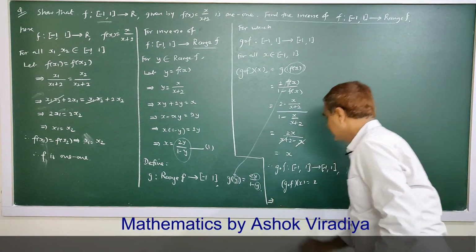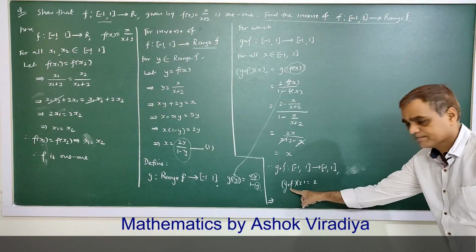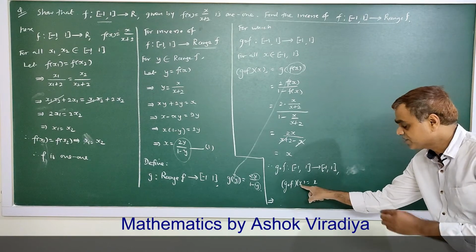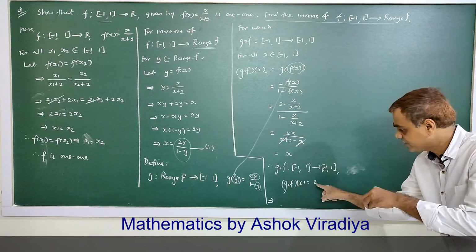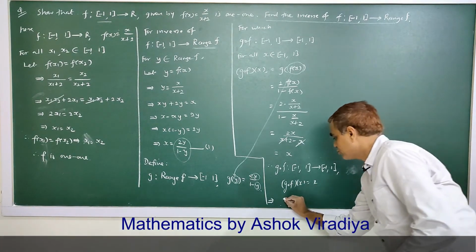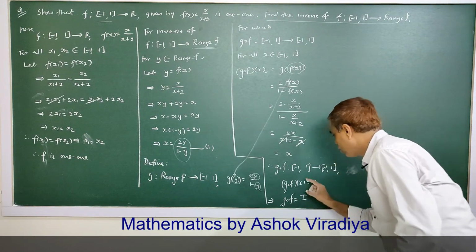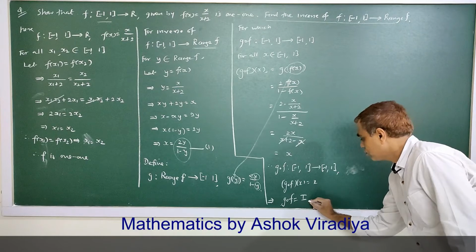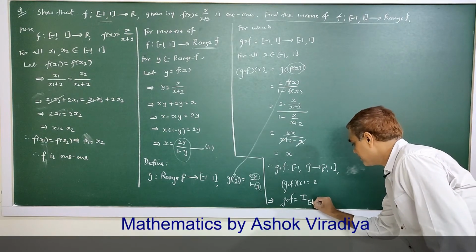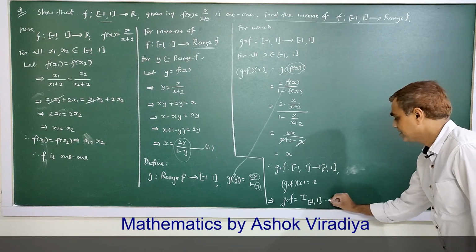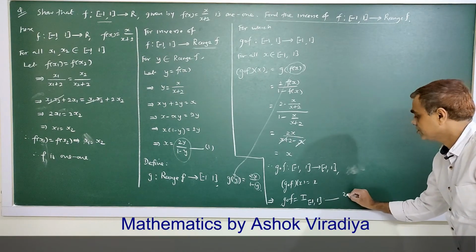Therefore this is the identity function. In this machine, if you keep x, it remains unchanged. So g∘f is the identity function on this set, the closed interval -1 to 1. So this is, let me say, result 2.